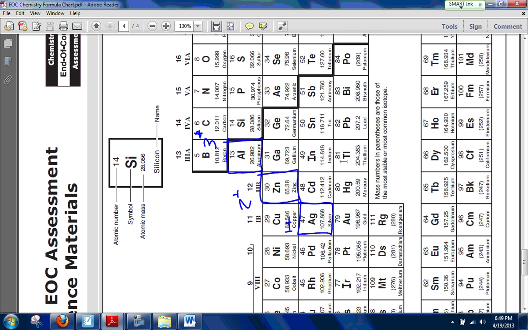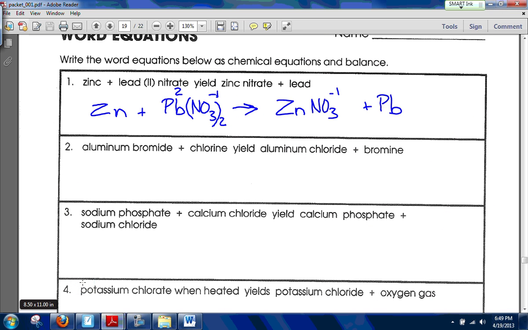So that means when I come back over here, I need to write the charge above my zinc, and it is also 2, which means if I crisscross, I'm going to get the same type of thing going on. 2 and 1, and we're good. Now all we need to do is balance. So I'm going to make my element inventory. I've got zinc, I have lead, and I'm going to keep the nitrate together because I've got nitrate on both sides.